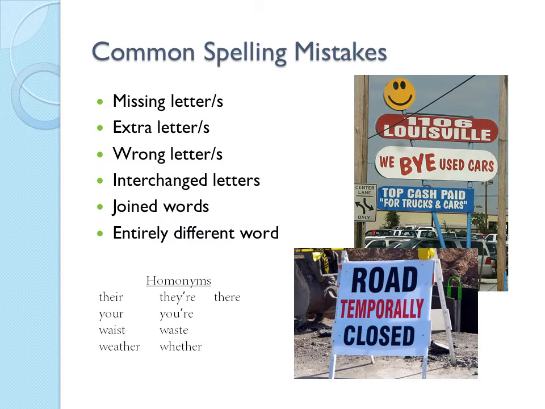Sometimes in academic writing, we encounter words that sound alike but aren't spelled alike. These words are called homonyms. Homonyms are words that are spelled or pronounced alike but have a different meaning. For example, there and their, your and you're, waste and waist, weather and whether. These mistakes usually don't get detected by some built-in spell checkers, as they're not really misspelled, but are simply used in the wrong context, just like this road that's temporarily closed. And that shop, I don't think it's meant to say goodbye to used cars.